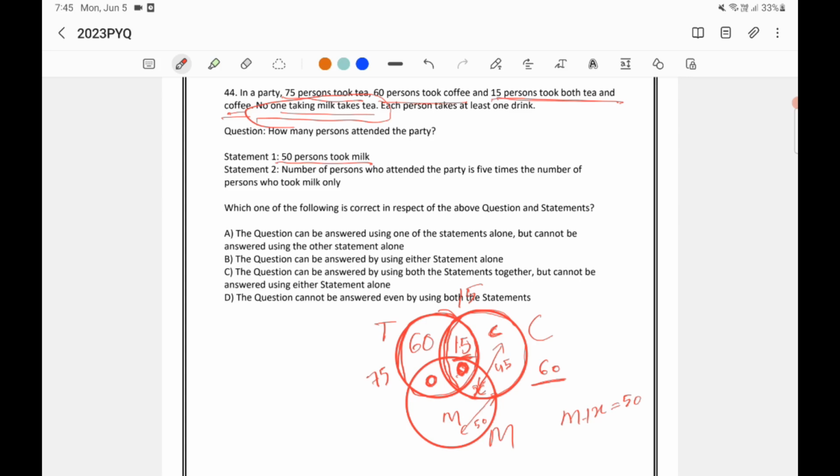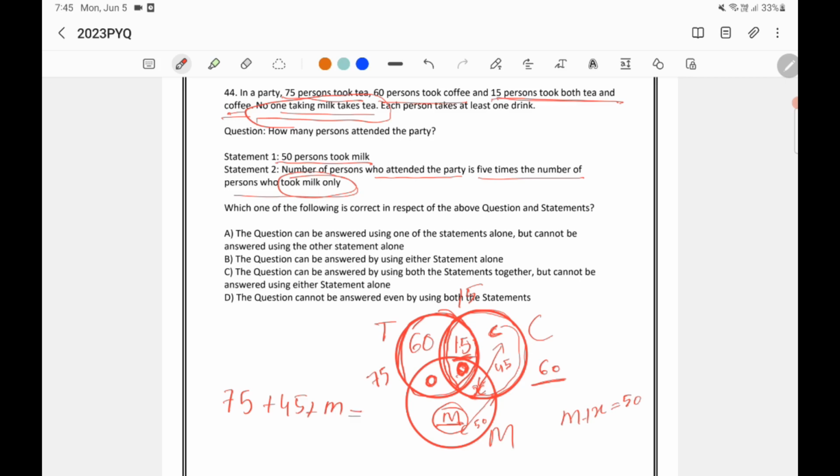Now let us take statement 2. The number of persons who attended the party is 5 times the number of persons who took milk only. Milk only is M actually. So the total persons attended the party is actually, in the circle of tea it is 75, right? And in the rest of the circle of coffee it is 45. So 75 plus 45 plus this M will come. This is the total number of people who participated in the party, right?